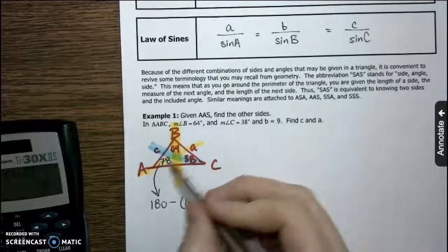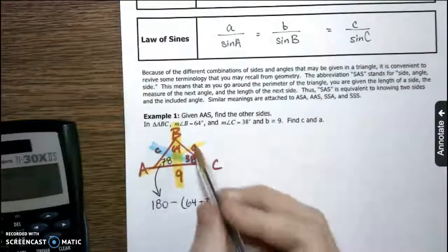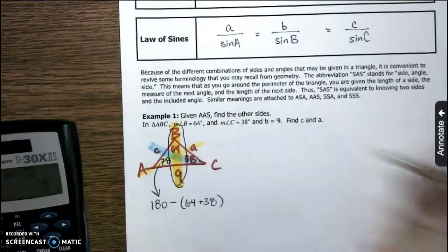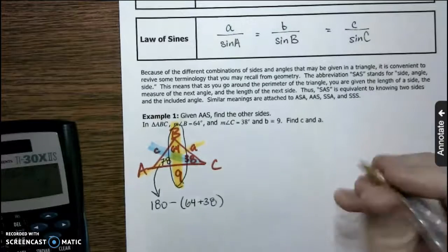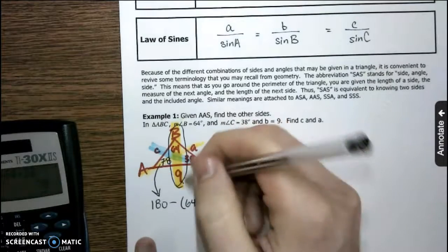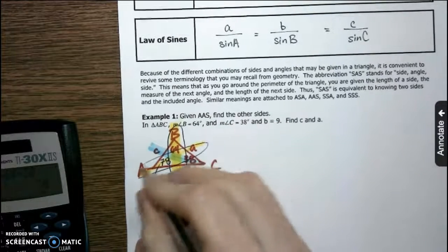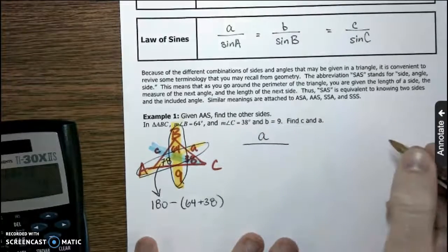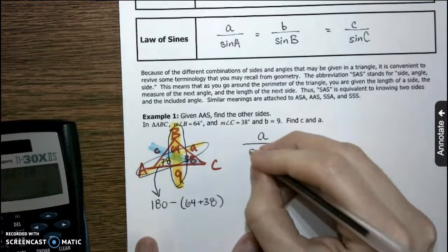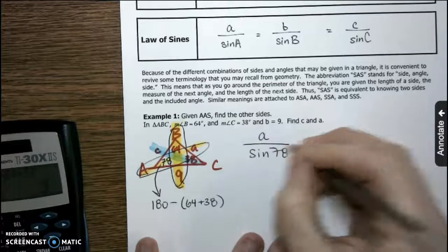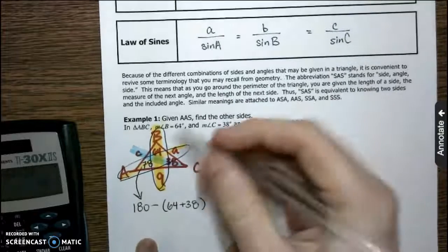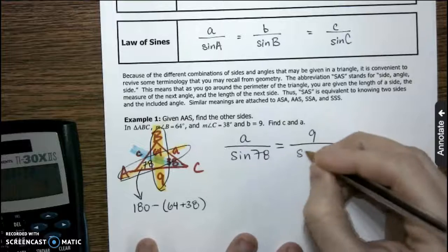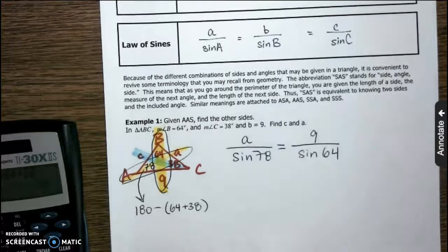Okay, so now I do have an opposite for A. So I have an opposite for C, an opposite for A, and an opposite for B. Now, you want to use the one that you have both opposites have numbers for. So we're going to use B in order to find the other two. Let's find A first. I'm looking for A over sine of angle A. You set that equal to what you do know: 9 over sine of angle B, which is 64. So that's how I'm going to set up my proportion.